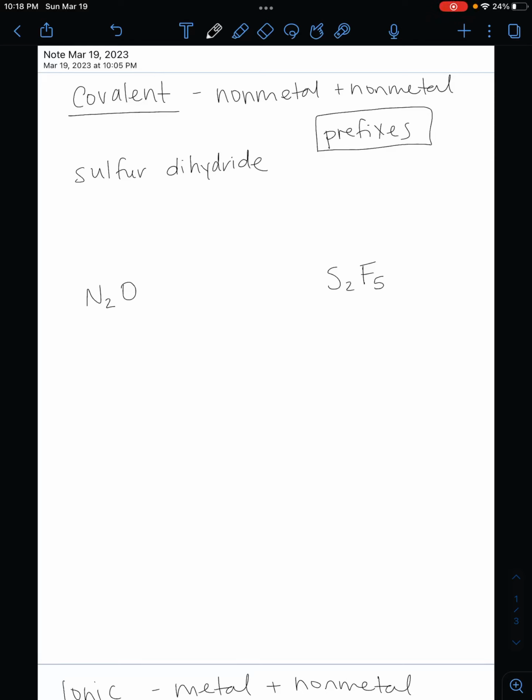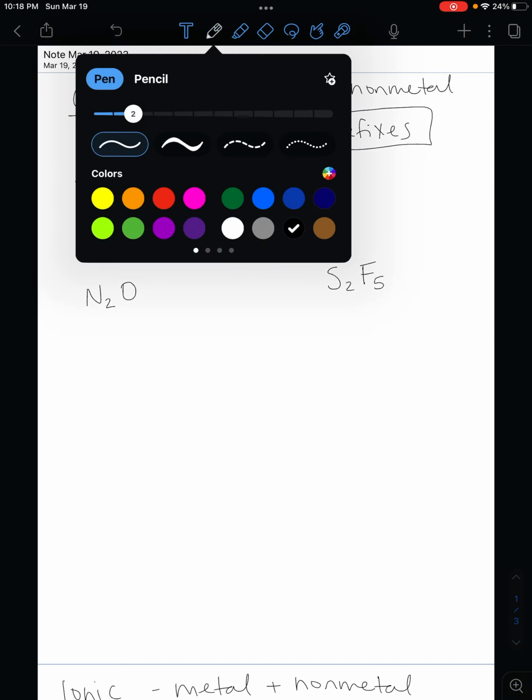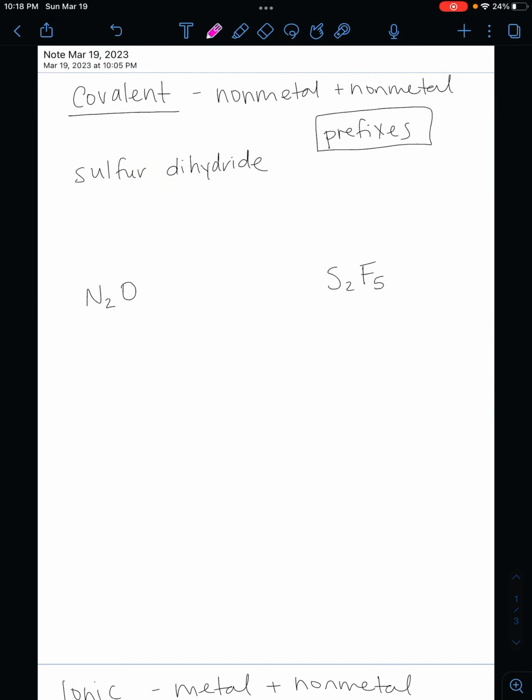Okay, so just a quick little review for naming compounds. We'll start with just our covalent. So remember, covalent compounds are where we have a nonmetal and a nonmetal. So anytime you're given a compound, the first thing you want to do is look and see, okay, is my first element a nonmetal? And if it is, then you know you have covalent, so you know you're going to use prefixes.